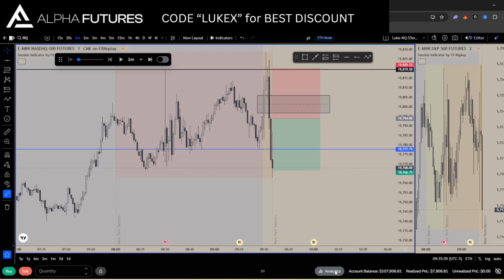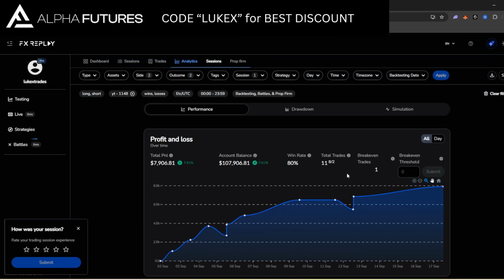So we can look at the stats over here. 8 and 2, 8 wins, 2 losses, and a break even. So we end plus 7.9K, risking 1% per trade. So pretty good session. I'm happy with this.